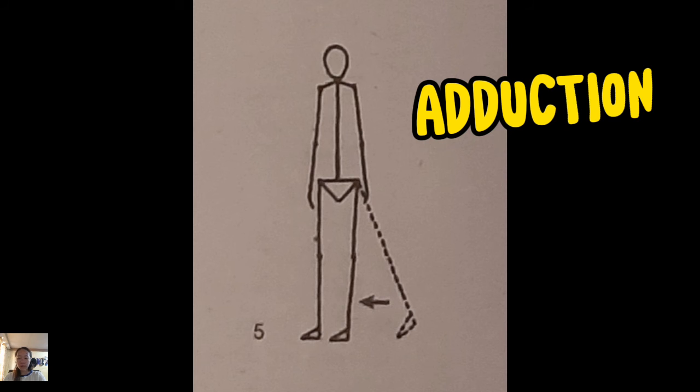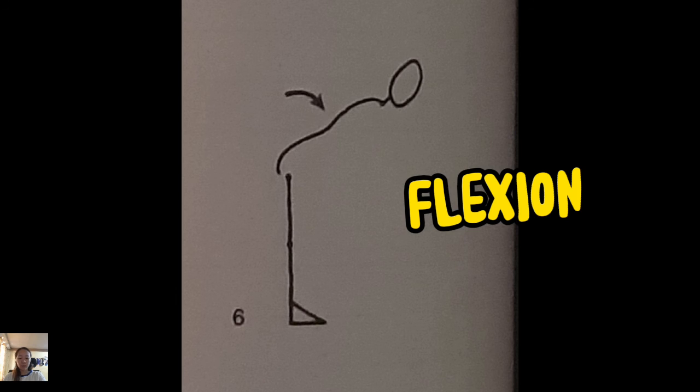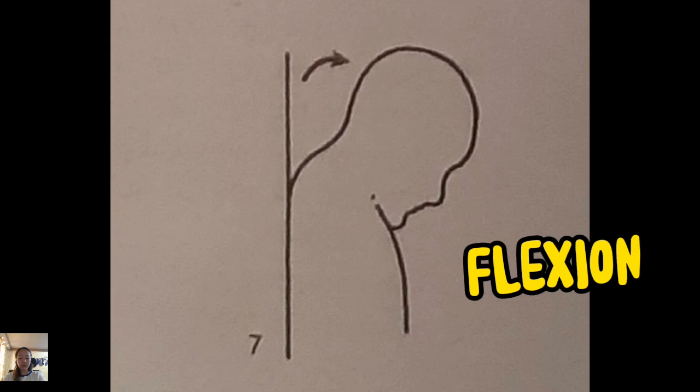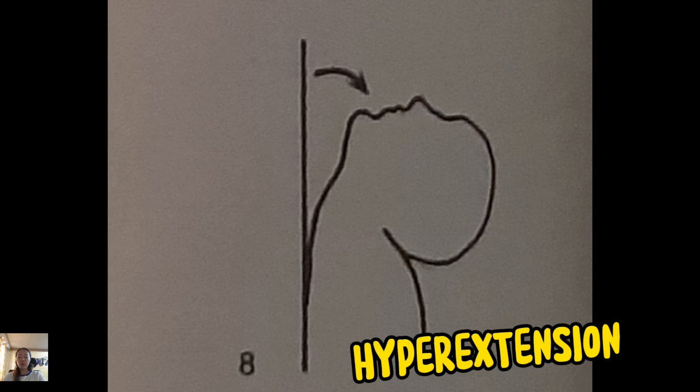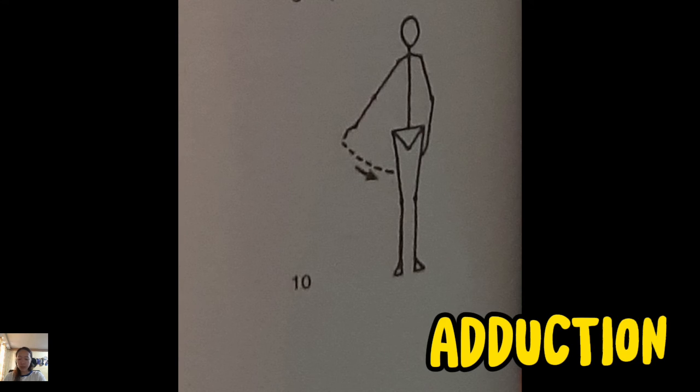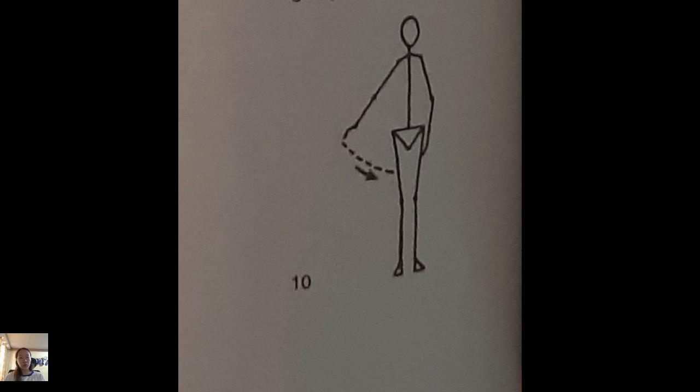Number 5 is adduction because we can see that the arrow is pointing inwards. Number 6 is flexion. Number 7 is also flexion. Number 8 is hyperextension. Number 9 is extension. And the last one is adduction. The arrow is also pointing inwards.